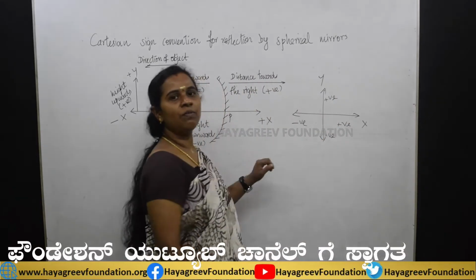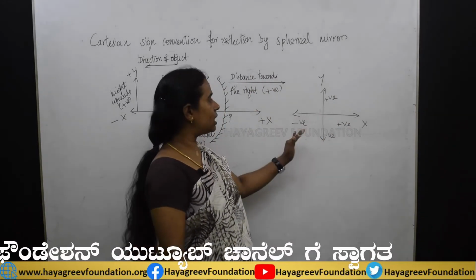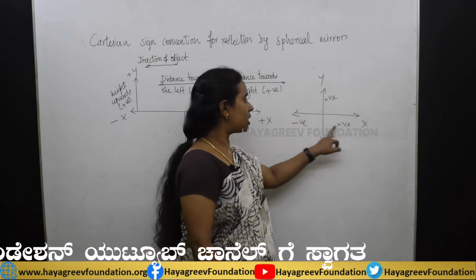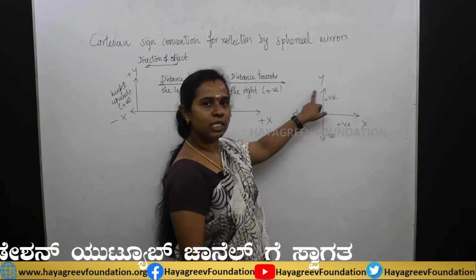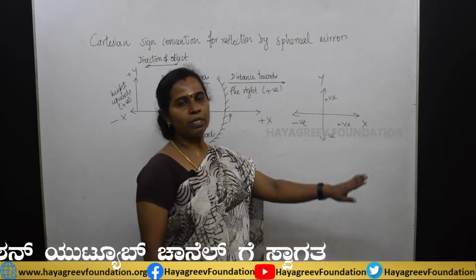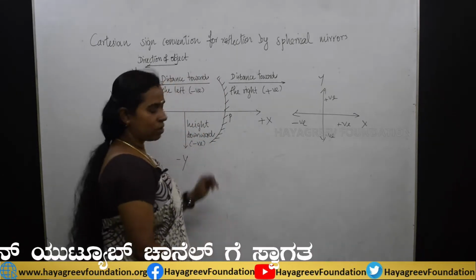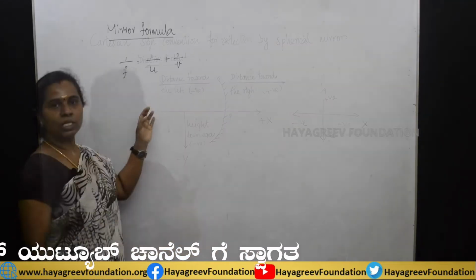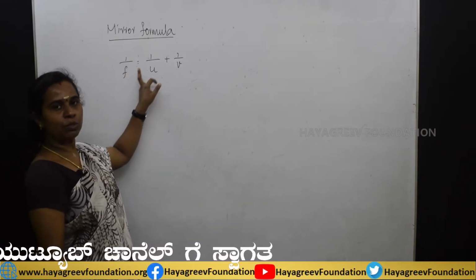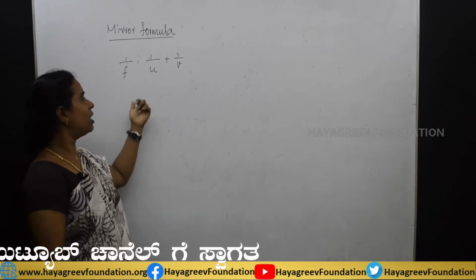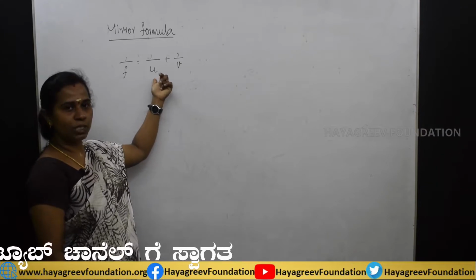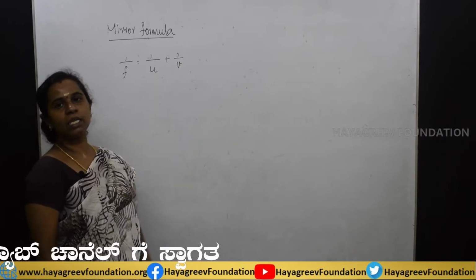In a simple way, we can measure the height or distance using the mirror. Positive x-axis is positive, positive y-axis is also positive, negative x-axis and negative y-axis means negative. So with the Cartesian sign convention, this is the mirror equation or mirror formula: 1 by f equal to 1 by u plus 1 by v. f indicates the focal length of the mirror, u indicates object distance, v indicates image distance.